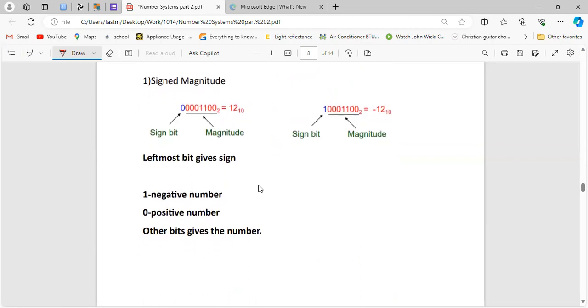So just like I told you, to express negative and positive numbers, the way your computer does it is that 0 is used for a positive number and a 1 is used for a negative number. So the number on the furthest left, the most significant bit, is the sign bit. And the other bits are the magnitude.